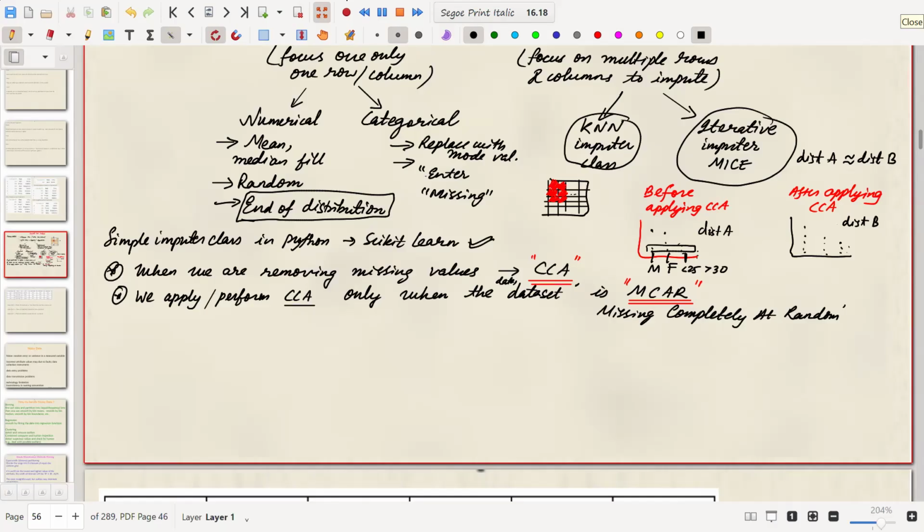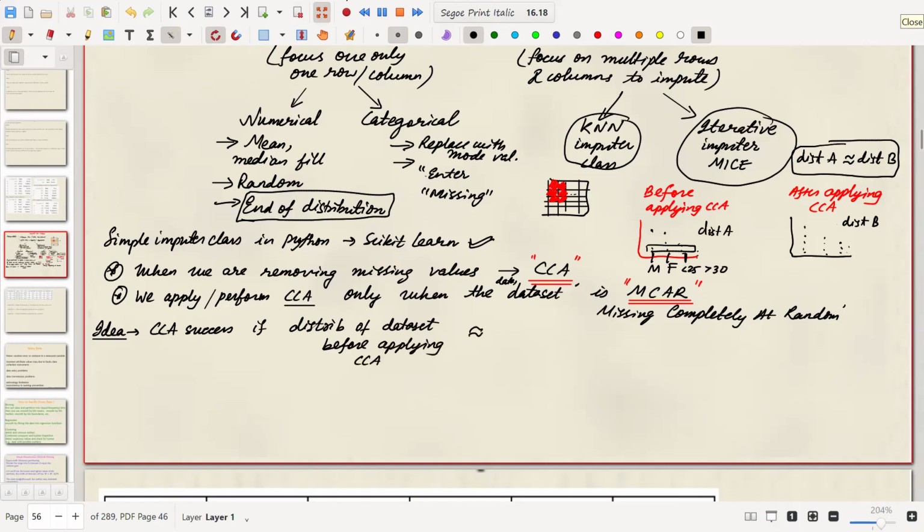So this is the logic. So what's the idea? The idea is CCA would be successful if the distribution of the data set before applying CCA is similar to the distribution of the data set after applying CCA. That we will see.